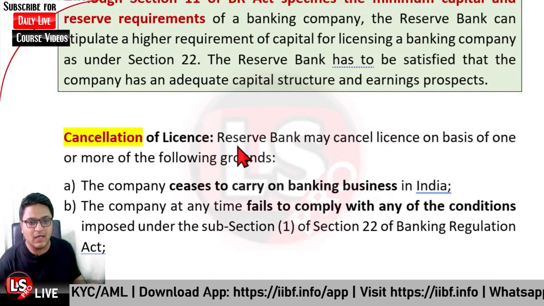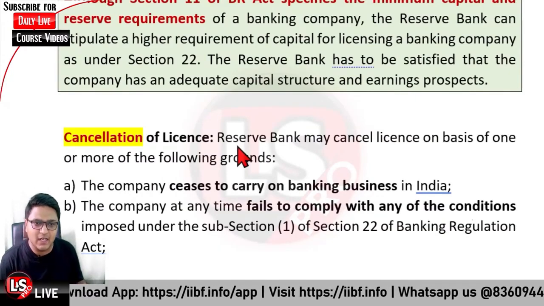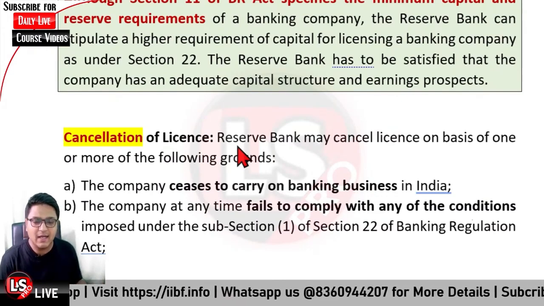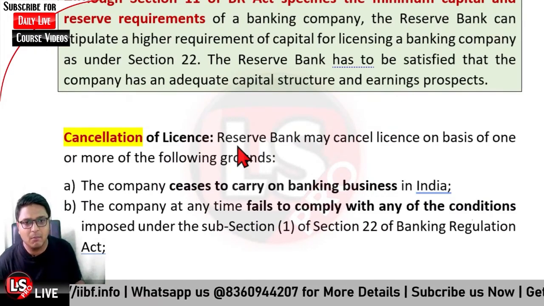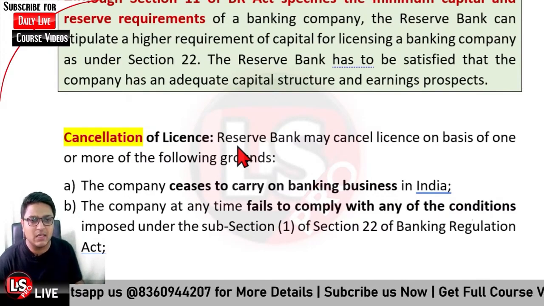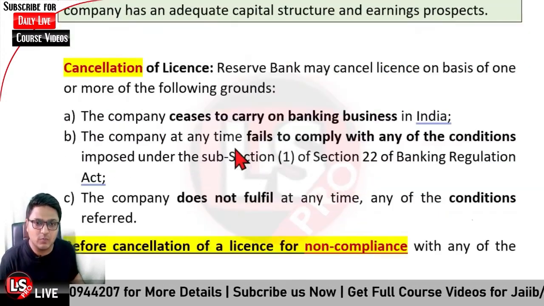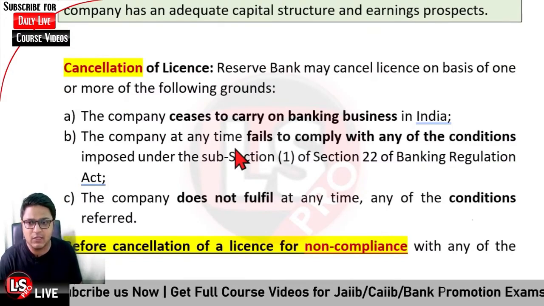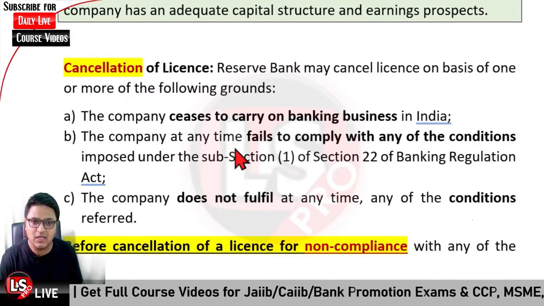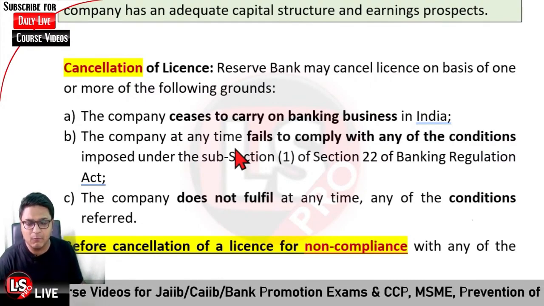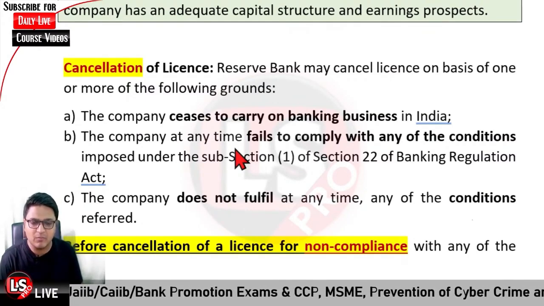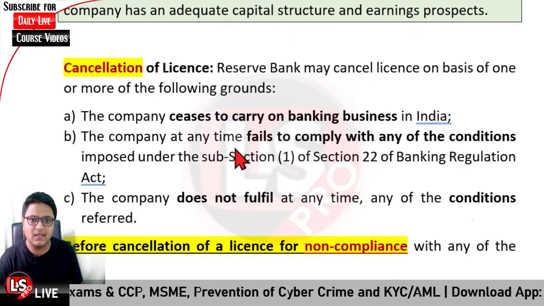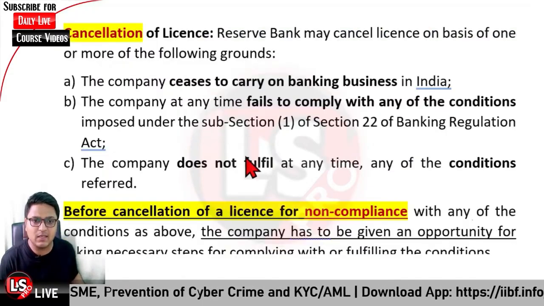Okay, so if RBI has imposed any kind of conditions, or given any kind of directions, and the banking company fails many times, in that case the license could also be cancelled. Further, the company does not fulfill at any time any of the conditions referred to before giving the license to the banking company. In that case, the license could also be cancelled.